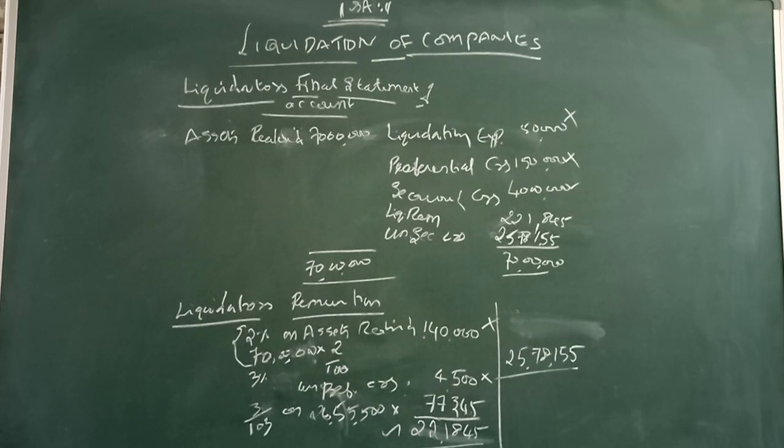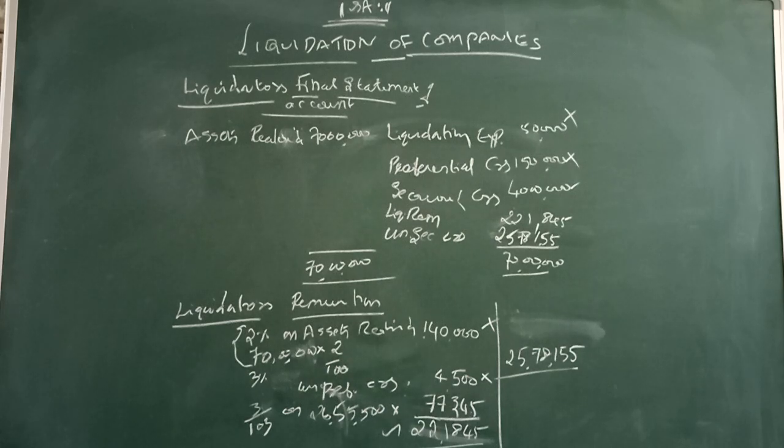Okay, here I showed 3 by 103 on 26,55,500. So the same percentage we have to take for preferential creditors as for unsecured creditors. 4,500, that comes to 4,500, that is 1,50,000 into 3%. Assets realized 70 lakhs into 2%. A separate percentage is given in the question. Please have a look on that.